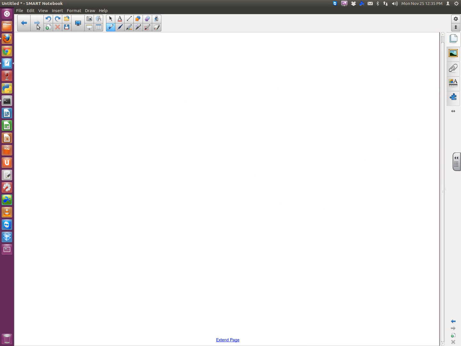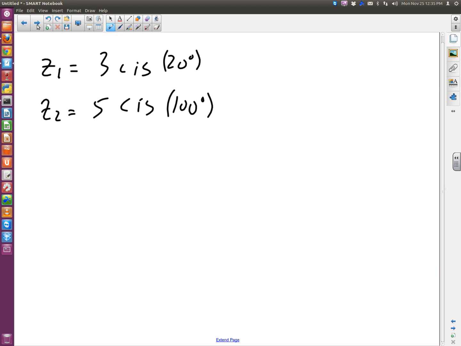This is what I really want to do. What if I gave you two complex numbers to multiply? What if z1 equals 3 cis 20, and z2 equals 5 cis 100, and I'm in degree mode, okay, degrees. It's really easy to multiply.